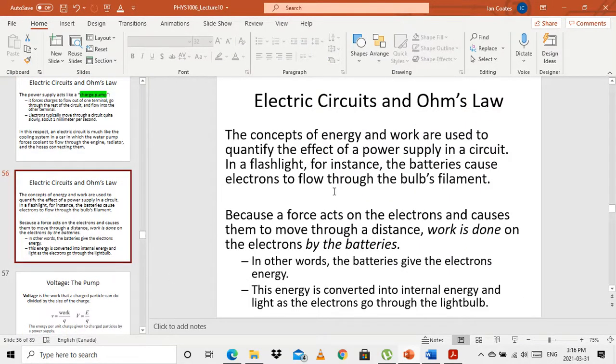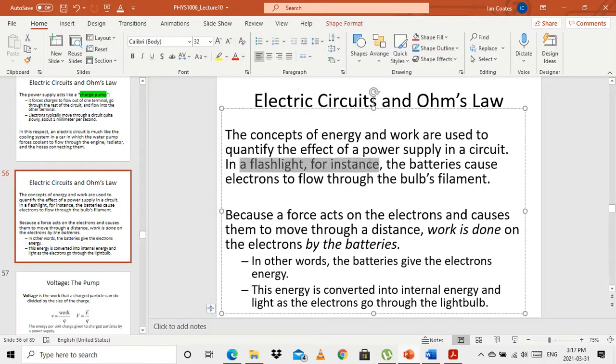How it does that, though, is a little different. The concepts of energy and work are used to quantify the effects of a power supply in a circuit. So in a flashlight, for instance, the batteries cause electrons to flow through the bulb's filament, which causes the light. Because a force acts on the electrons and causes them to move through a distance, work is done on the electrons by the batteries. So the batteries are getting the electrons to do work. They're moving.